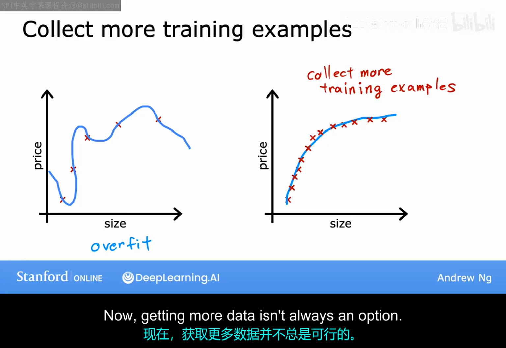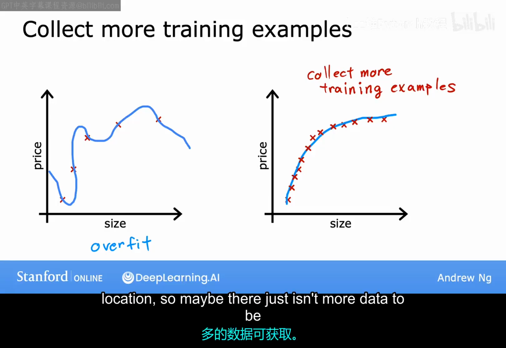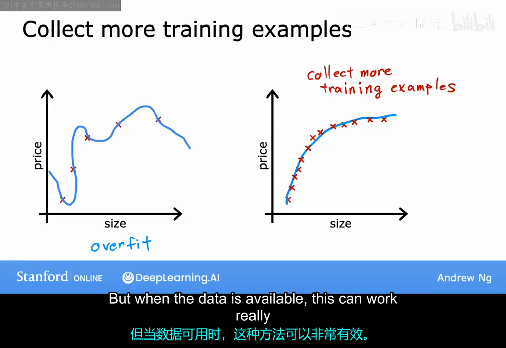Now, getting more data isn't always an option. Maybe only so many houses have been sold in this location, so maybe there just isn't more data to be had. But when the data is available, this can work really well.